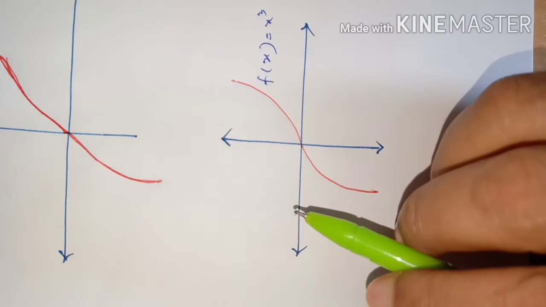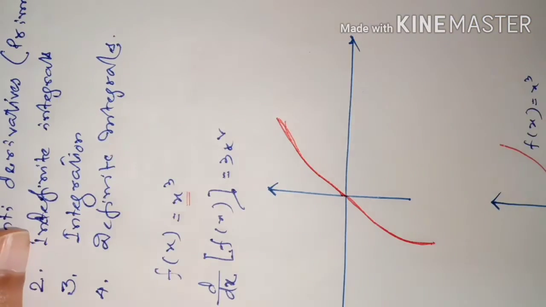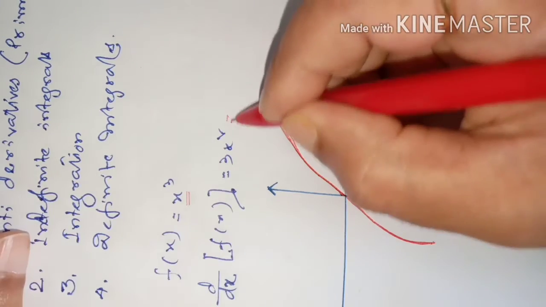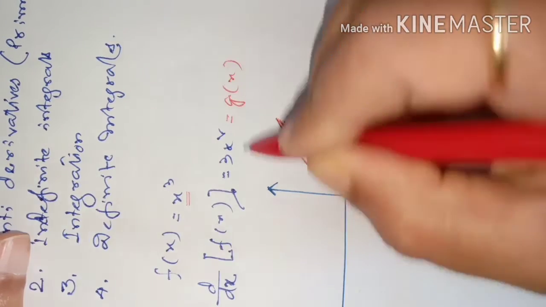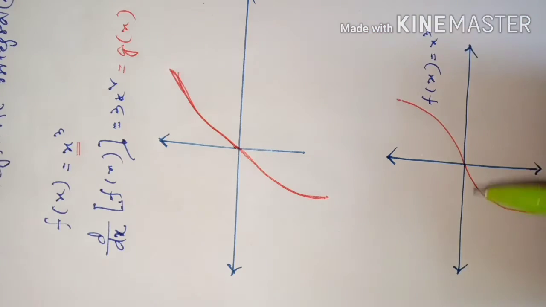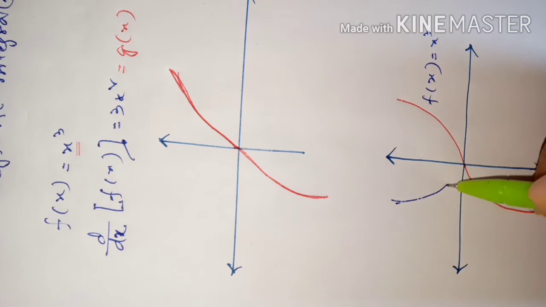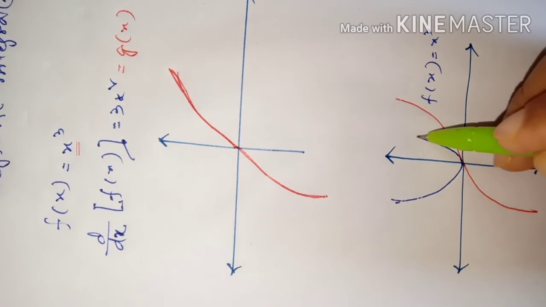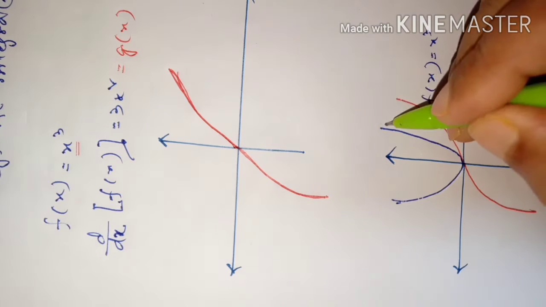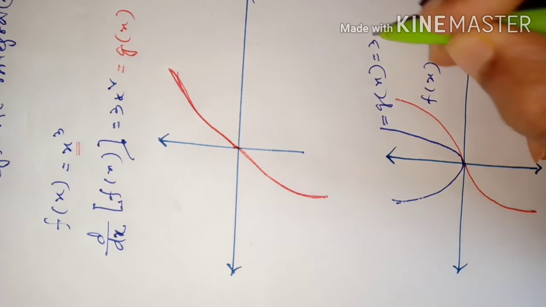Now dear students, 3x square is also a function. Let us say it is g of x. So this function is g of x, 3x square, whose graph will be something like this. If you see the graph of this function, it will go this way. So this is the graph of the function g of x. g of x is 3x square.